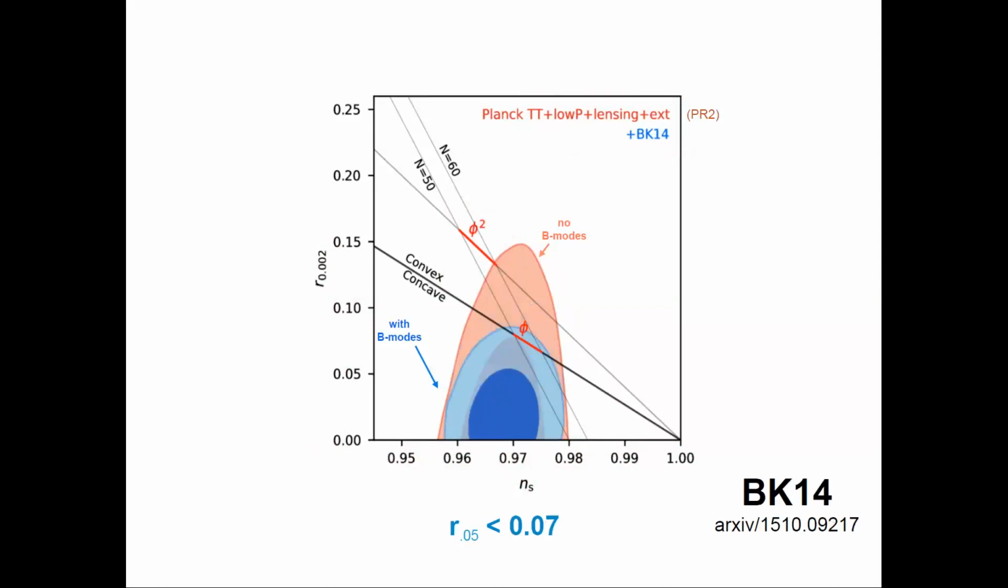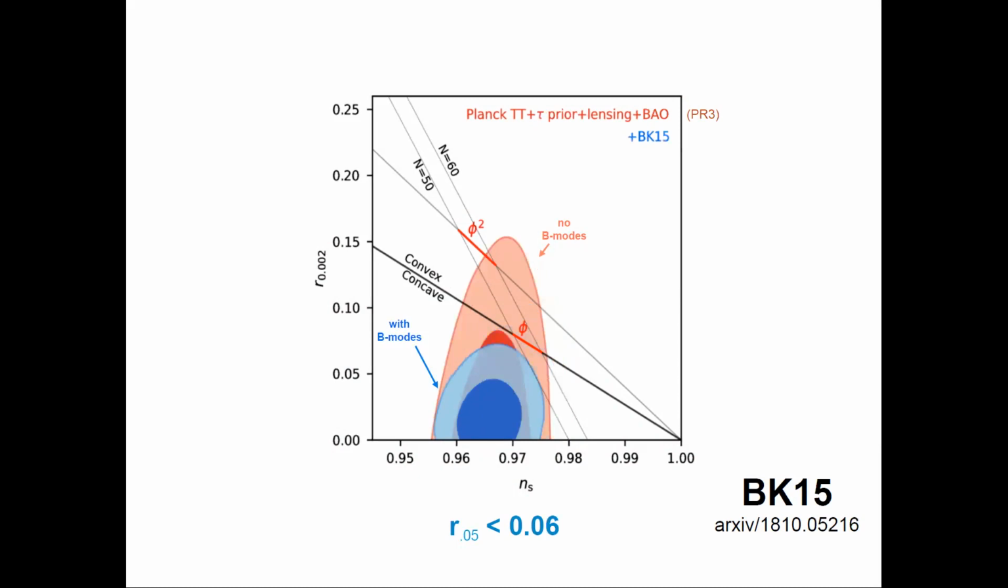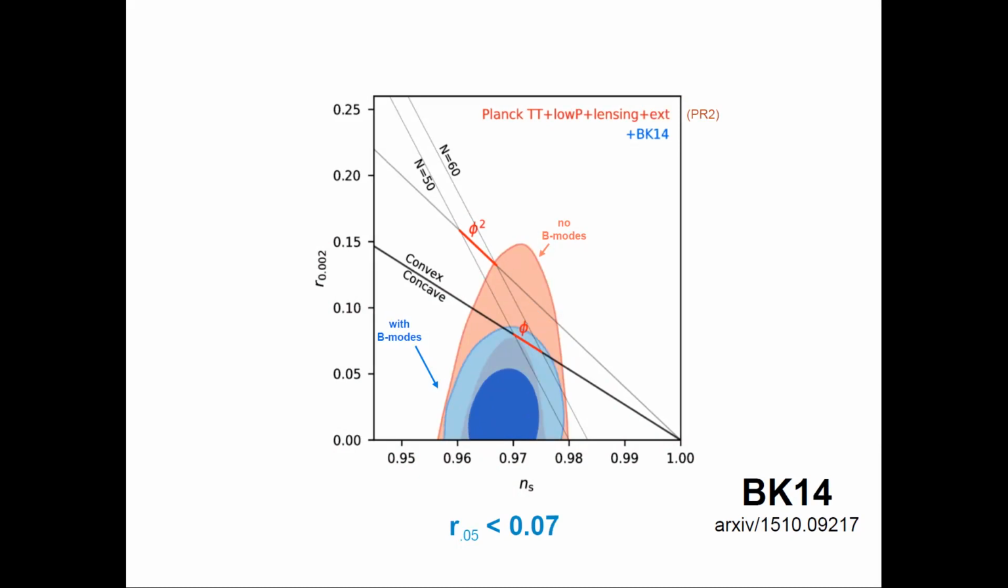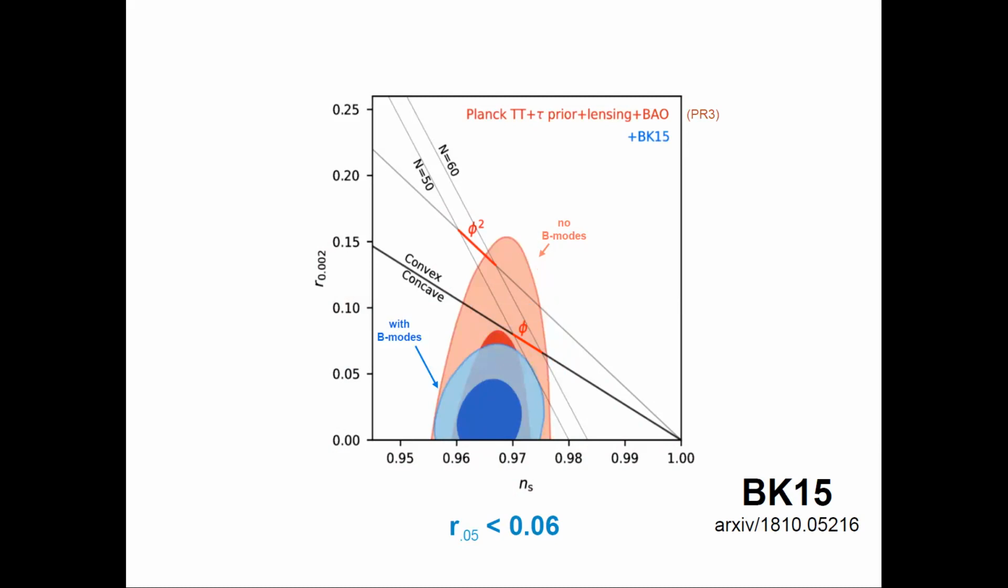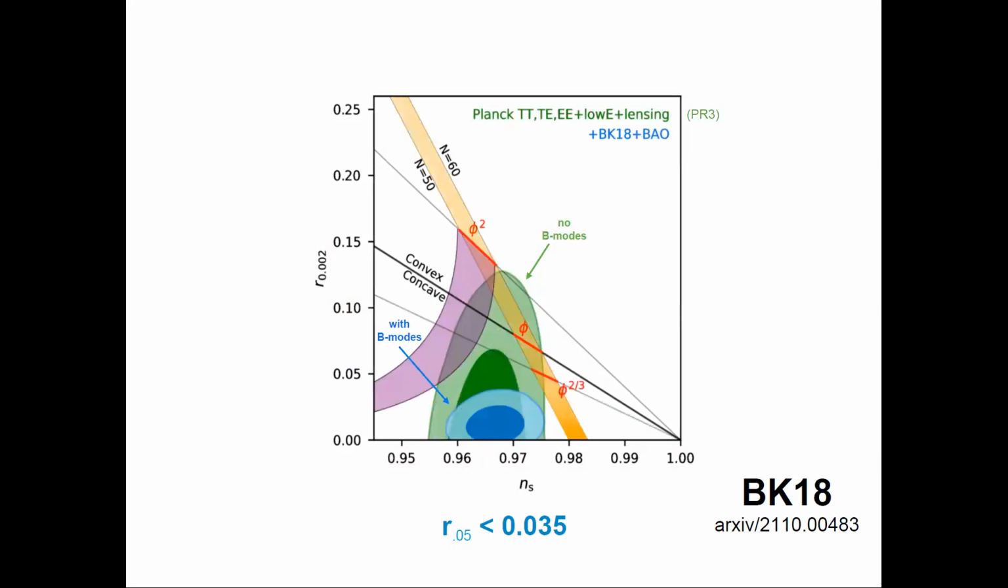But as we step forward to BK14, it's squeezing down in the y direction. Then going from BK14 to BK15, the Planck n_s constraint actually shifted slightly to the left, to values slightly lower than 1. The addition of the BICEP Keck data really squeezes down in the r direction. And then going to BK18, it's a whole new game. Now the constraint from B-modes from BICEP Keck is completely driving the constraint on r, and we're really squeezing down.